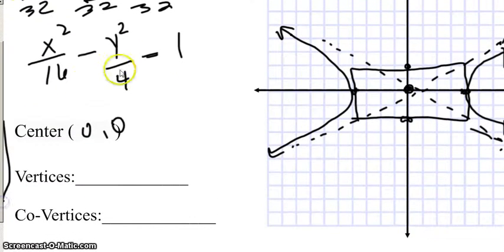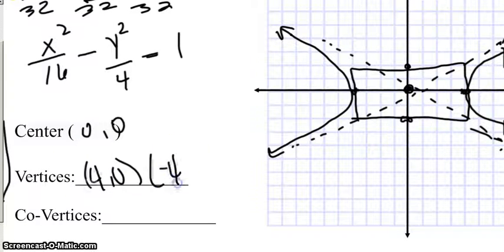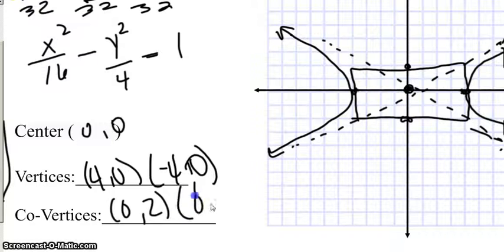So the only thing I have to remember is to write vertices and covertices. My vertices are what point I touch. So if you remember, on the x-axis we went over 4 and negative 4. Sorry. And on my y-axis I went up 2 and down 2. So those are my covertices.